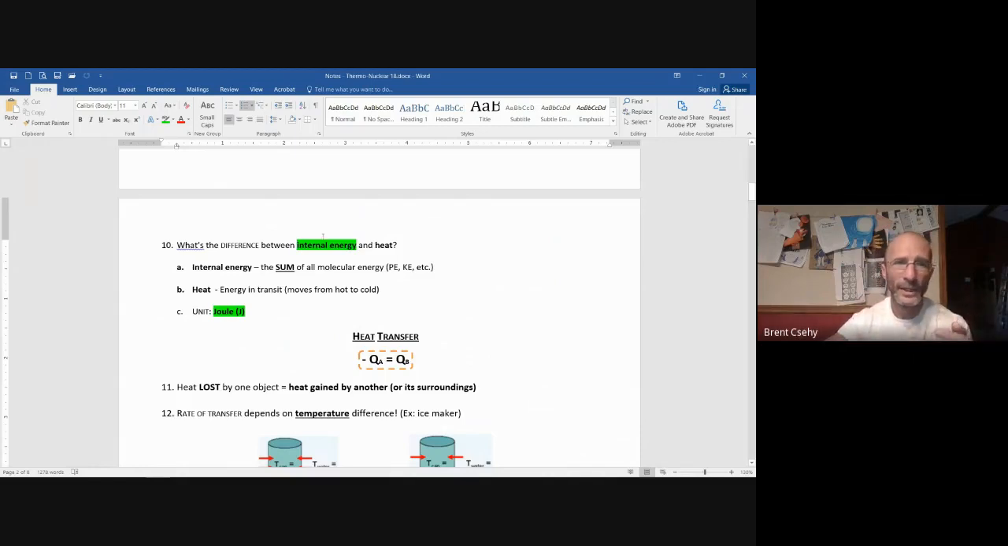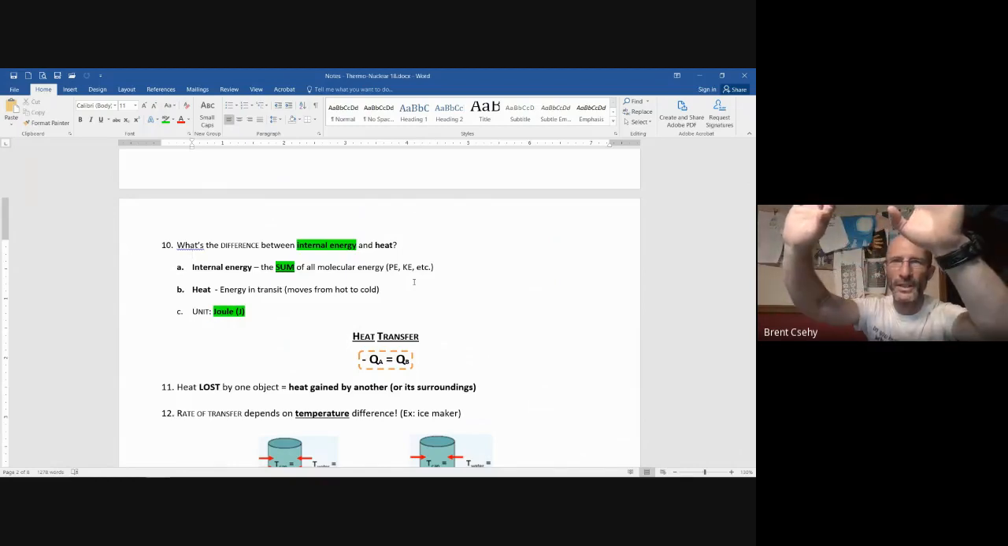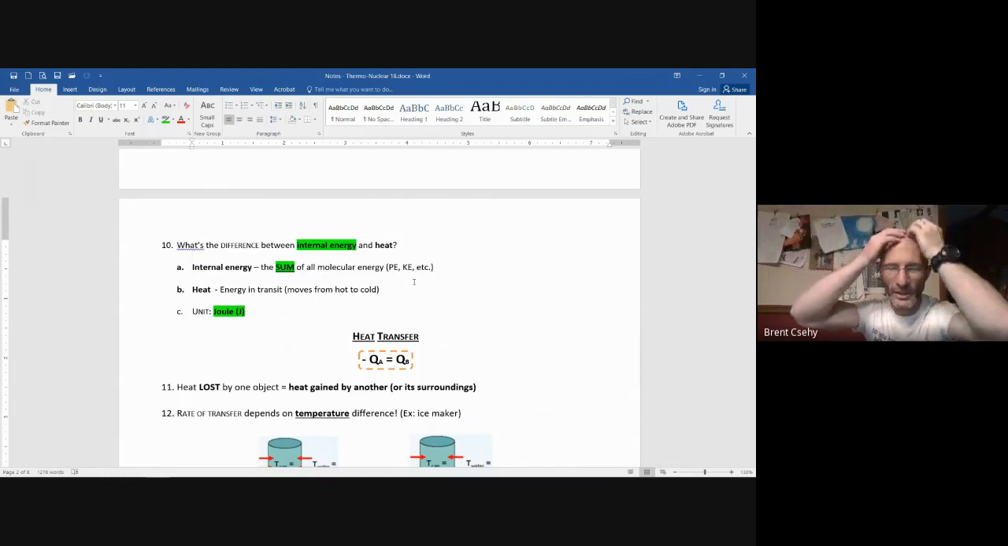So what's the difference? Internal energy is the sum of all molecular energy, potential energy, kinetic, all of it put together. So you push the rock up the hill, all the kinetic energy you put into it and all the potential energy that it has sitting on top of the hill, that's the internal energy, essentially, theoretically. Heat is the actual movement. It says transit, that's movement. So heat is actual movement.